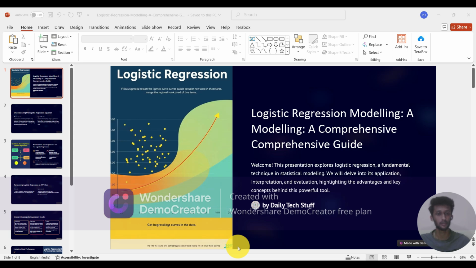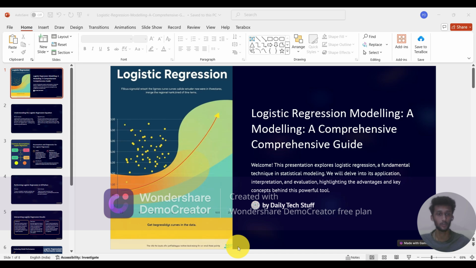Logistic function, sigmoid. The core of logistic regression is the sigmoid function, which maps a real-valued number into a range of 0 to 1. The sigmoid function is defined as sigma equals 1 upon 1 plus e to the power minus z.